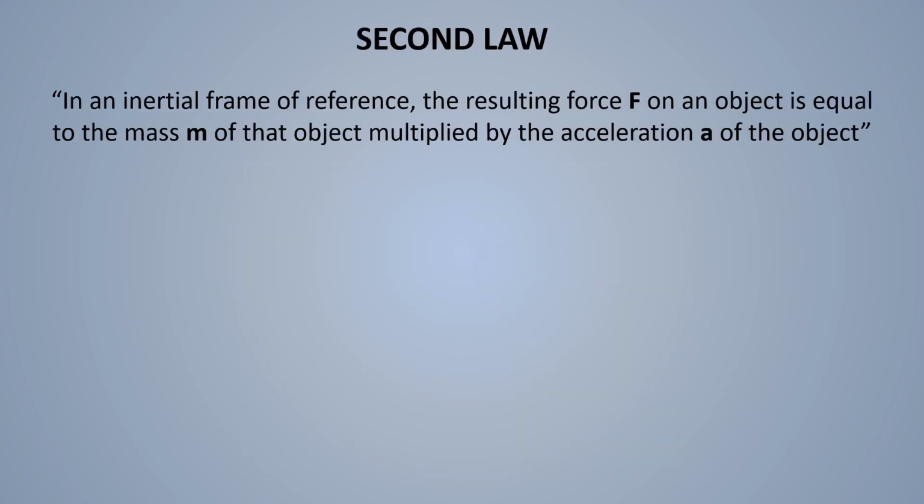The second law states that in an inertial frame of reference, the resulting force F of an object is equal to the mass m of that object multiplied by the acceleration a of the object. So we can write this famous formula.